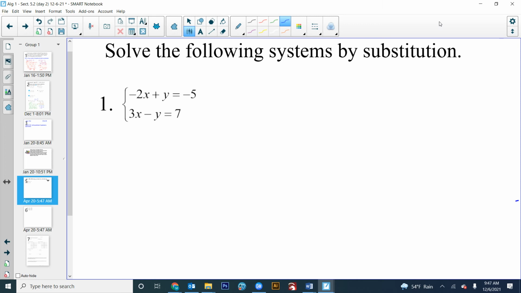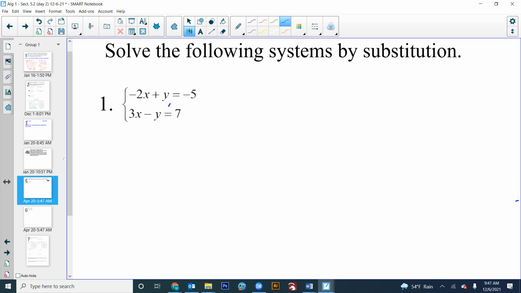Decide which variable is the easiest to solve for. Here's my thought process. In the top equation, x looks kind of messy. Y has a positive in front of it. It's pretty close to being by itself. That's looking good so far.